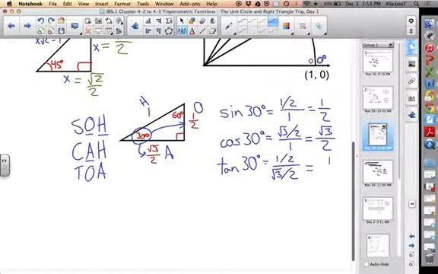Root 3 over 3. Yeah, that's going to be 1 over root 3, which is root 3 over 3. There's a 3. Okay, so that's root 3 over 3.